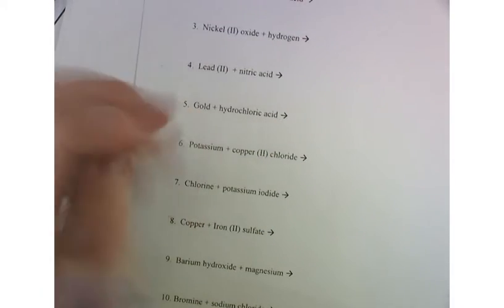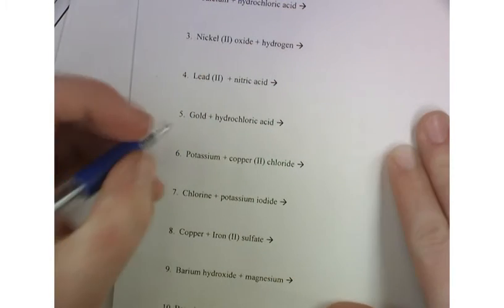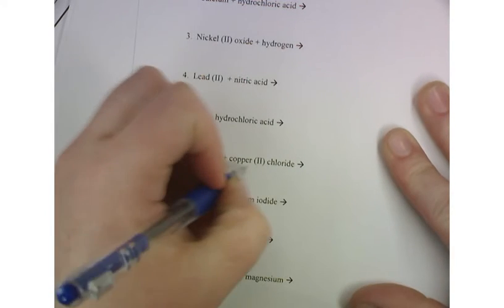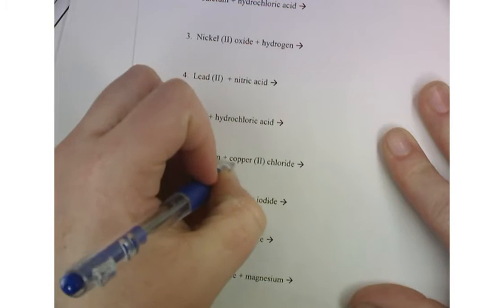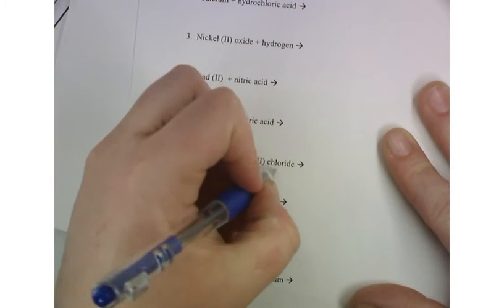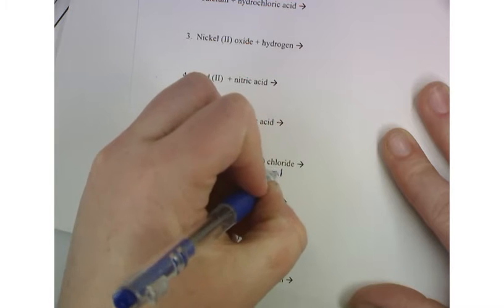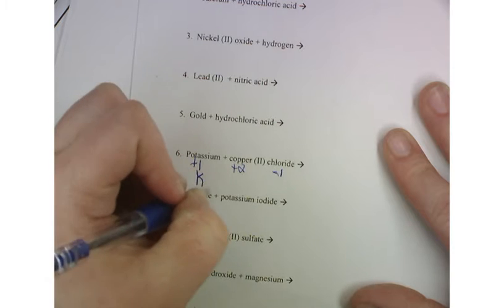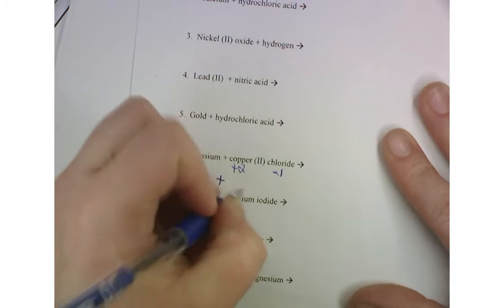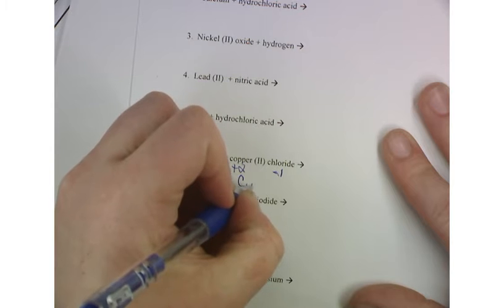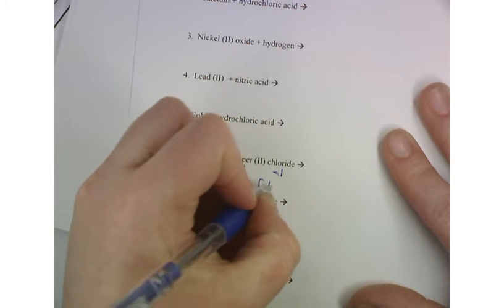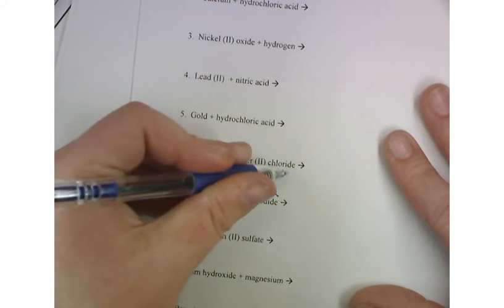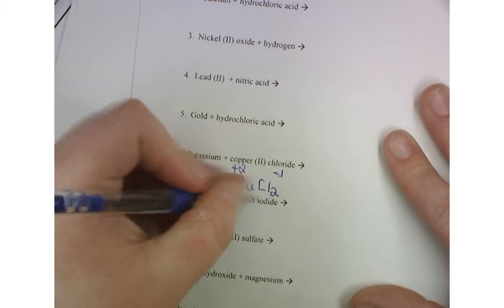So I'm going to start with potassium. And I need to figure out my oxidation number. So that's going to be a +1. Copper, notice the 2 here, so that'll be a charge of +2. And chloride. And chlorine has an oxidation number of -1. So this is going to be K plus CuCl2. Remember, I do need the subscript here because I have a +2 charge here, a -1 charge here, so I need to balance those out.